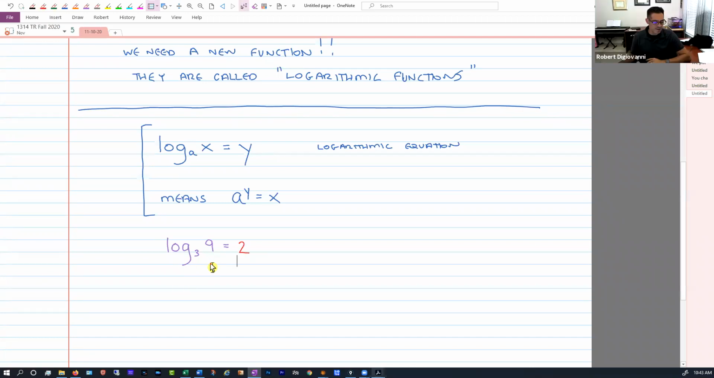Well, think about what this is saying. This right here means, what does this really mean? This means that when I look at the a, which is that number there, which for us is 3, and I raise it to the y, the answer, I should get the x, which is the 9. And that is true. 3 squared is 9. I understand that this is confusing. So I like to look at it a different way.